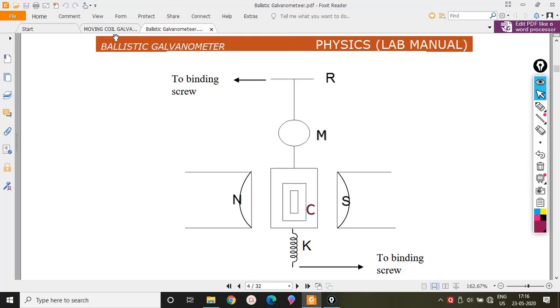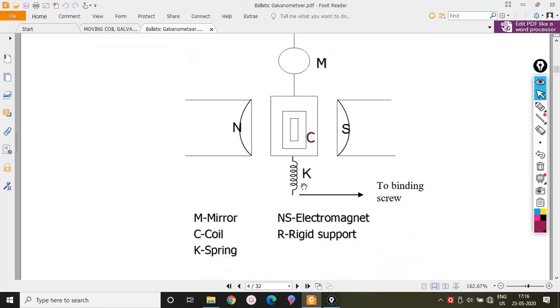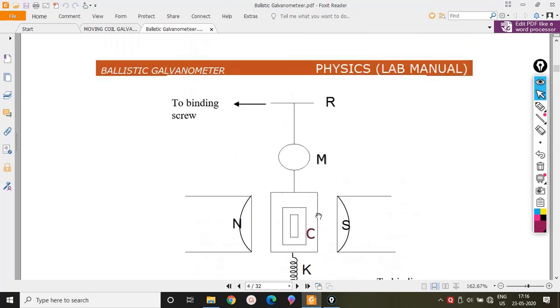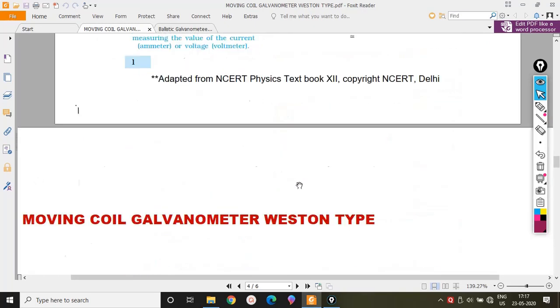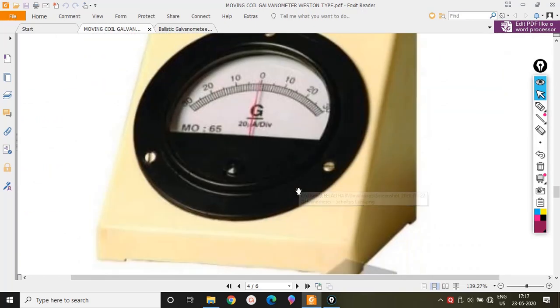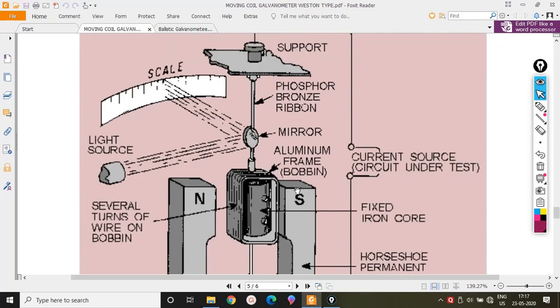torsion head, and here this rigid support, it is denoted by R, and here this phosphor bronze wire is of rectangular type of cross section, and over that phosphor bronze wire, using glue, a small plane mirror is also attached. And other side of the coil is connected to a spring, and again it is connected to a binding screw. So let us see this diagram to see in a better way.